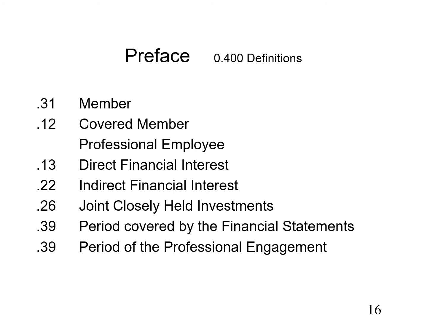We're going to have to sort out who members are. Member means member of the AICPA. Covered member, professional employee. So we need to sort out these different words here and make sure we understand them.